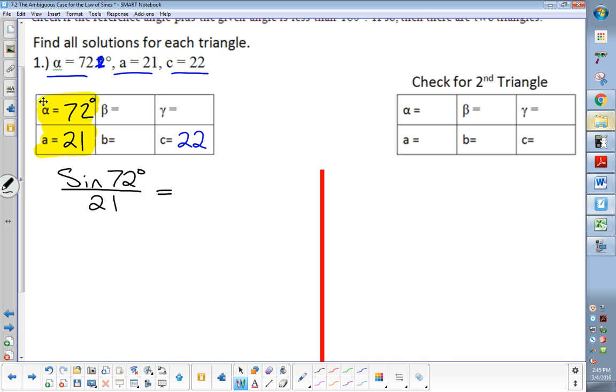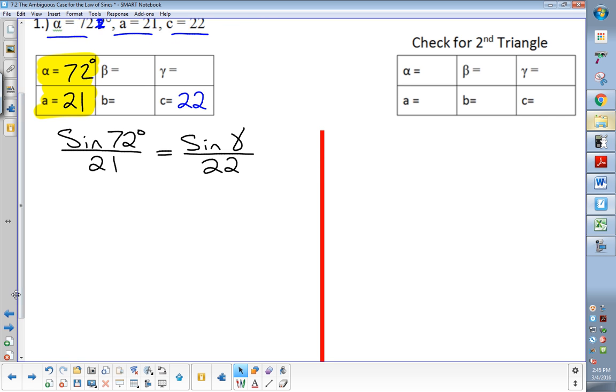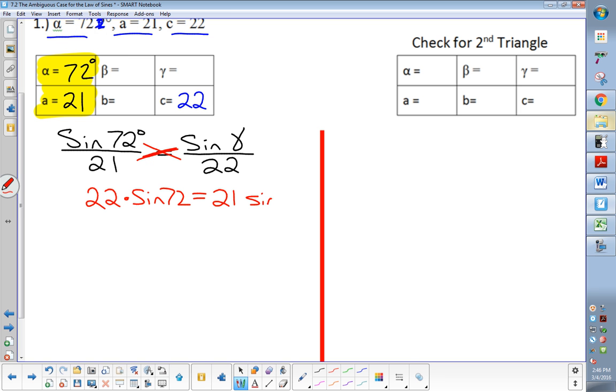So I'm going to set up a sine of gamma. That's the angle. I don't put 22 there because that's a side length. I'm going to put the side length on bottom. Questions to that point? We got our setup. From there, we're going to cross multiply just like before. So we're taking 22 times sine of 72 equals 21 times sine of gamma.